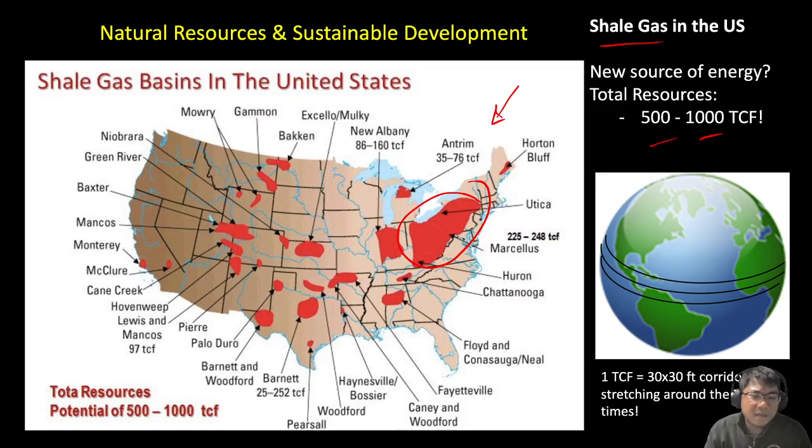Now if you're having a hard time imagining how much 500 to 1,000 TCF is, just imagine that 1 TCF can fill a 30 by 30 foot corridor, and it can stretch around the earth 3 times like this. 1, 2, 3. A 30 by 30 feet corridor. So that's how much 1 TCF is, and we're talking about 500 to 1,000 TCF that the United States has from shale gas only.